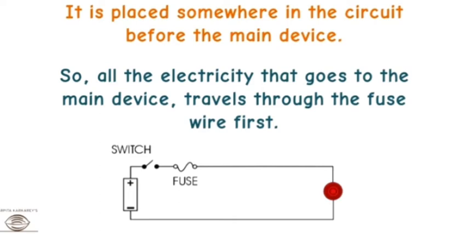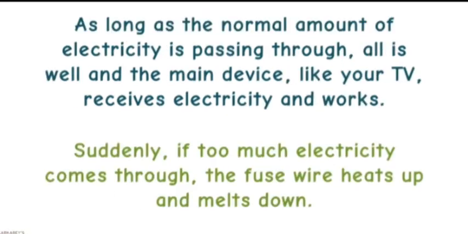Now it is placed somewhere in the circuit before the main device. You can look at this picture that all the electricity that goes to the main device travels through the fuse wire first. Now, as long as a normal amount of electricity is passing through it, all is well, and the main device like our TV receives electricity and functions properly.